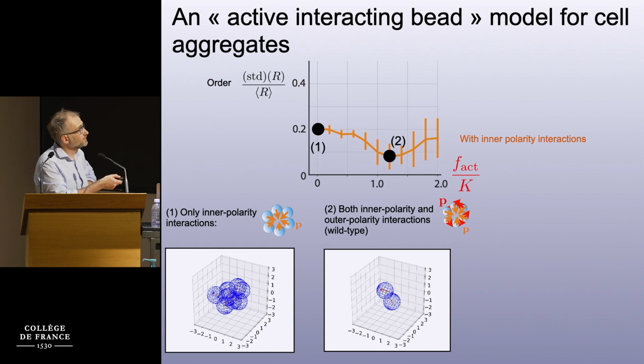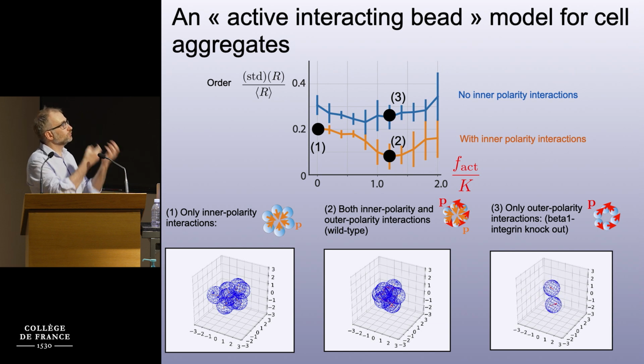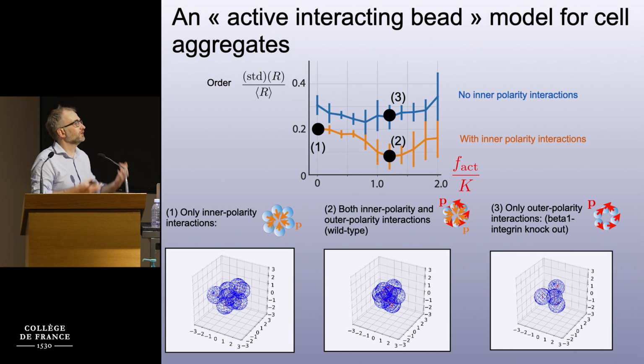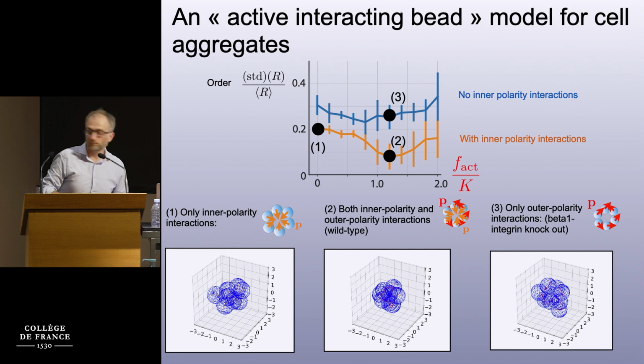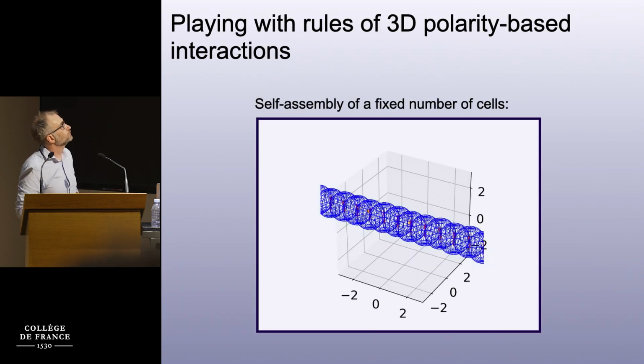If we increase this active force, now the cells are moving around, and actually that gives them an opportunity to find a better configuration. And then as long as it's not too high, there is a better order parameter, a better ordered structure. And if we now remove this inner polarity interaction, but we only have the outer propelling force, then the aggregates become disordered again because the cells are moving, but they don't have a common center point. Okay, and so this is my conclusion.